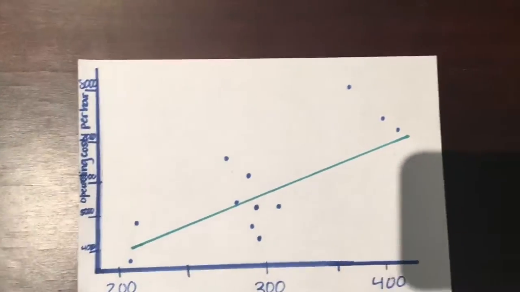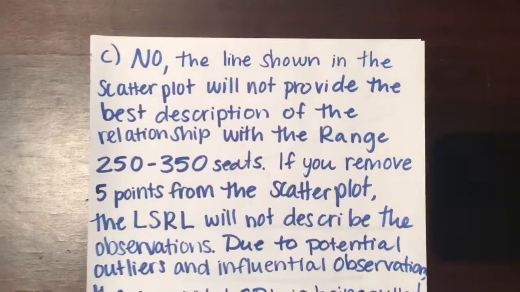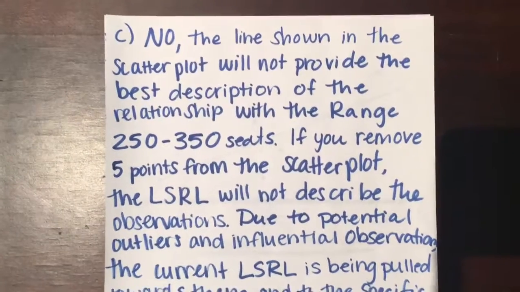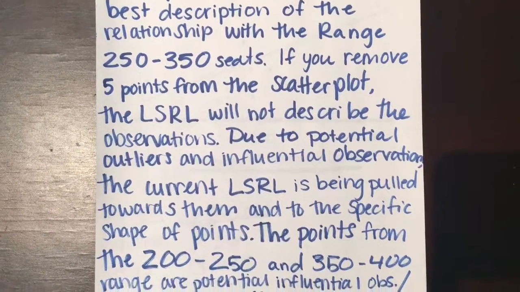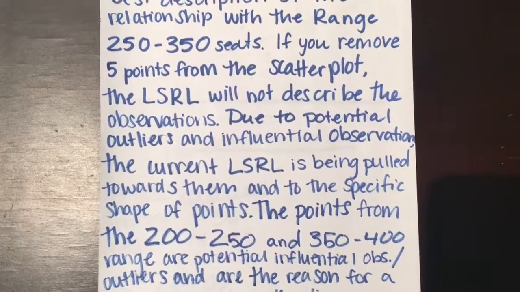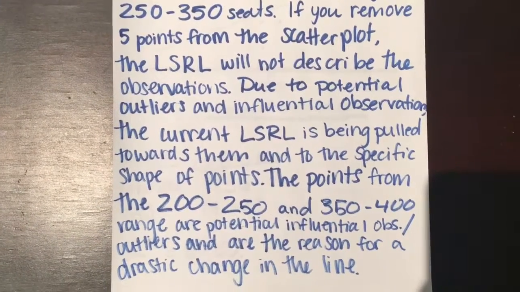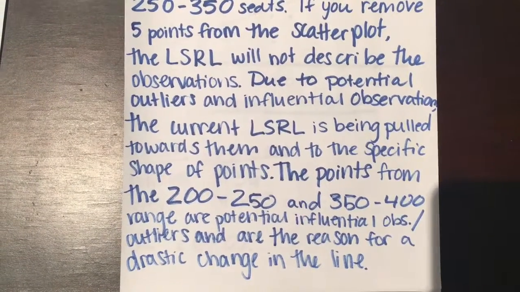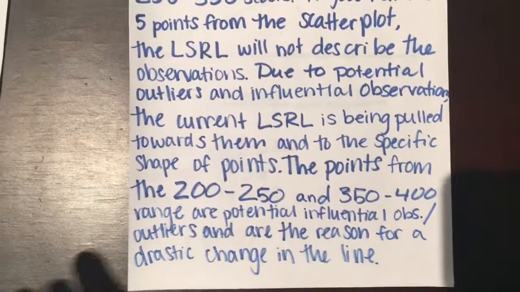And what I said is no. The line shown in the scatter plot will not provide the best description of the relationship within the range 250 to 350 seats. If you remove 5 points from the scatter plot, the least squares regression line will not describe the observations due to potential outliers and influential observations. The current least squares regression line is being pulled towards them and to the specific shape of points. The points from the 200 to 250 and 350 to 400 range are potential influential observations or outliers and are the reason for the drastic change in the line.